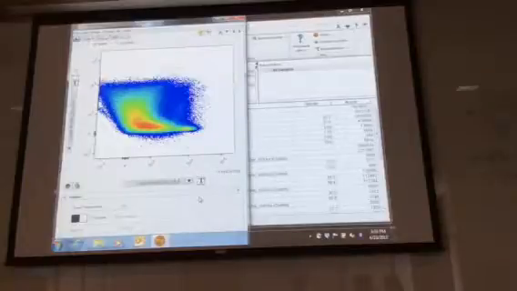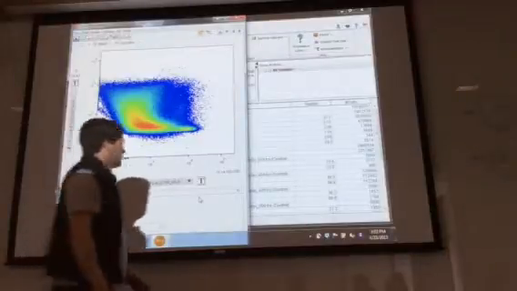Maybe a stupid question, but by compensating, do you mean that you're eliminating the overlap? Right. Yes.